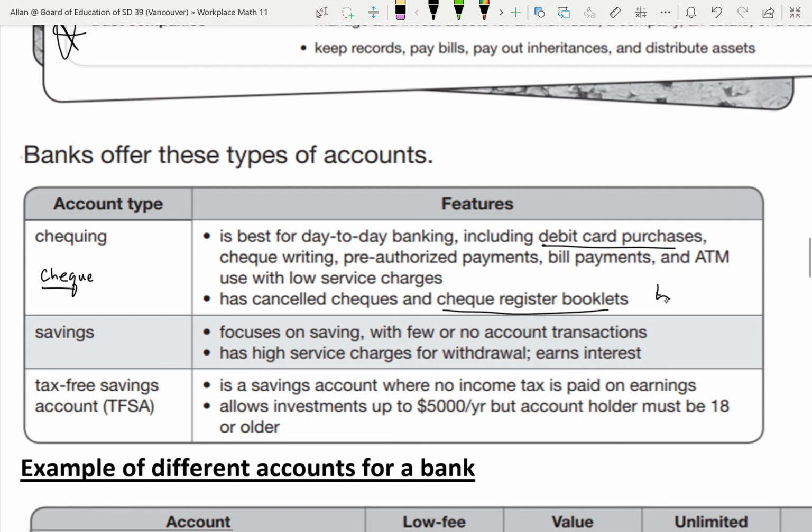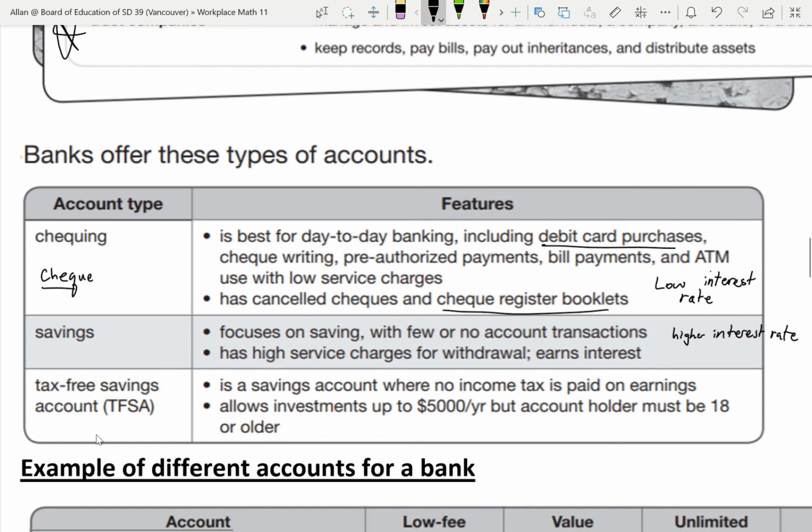One thing to keep in mind, the money in here, because it's going in and coming out fast, it usually has a low interest rate, whereas a savings account has a high interest rate, or higher. But the downside is they don't want you taking money out, so they offer you more money for keeping the money in your account. The last one is called a tax-free savings account, or a TFSA.